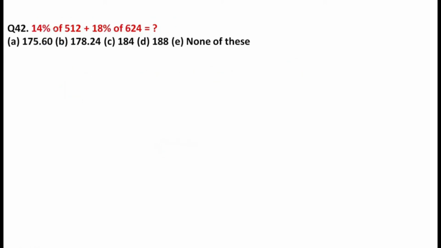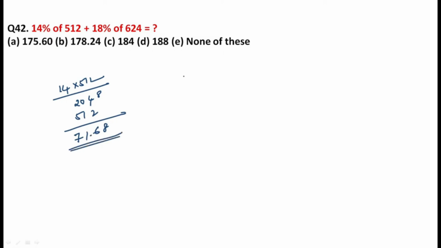Which one? 14 percentage of 512, 18 percentage of 624 is the value. For 14 percentage of 512, you can directly multiply, guys. 14 into 512. 4 2s are 8, 4 1s are 4, 4 5s are 20. And the 2, 1, 5. So 8, 6, 1, 7. And we have 100, which means the value becomes 71.68.